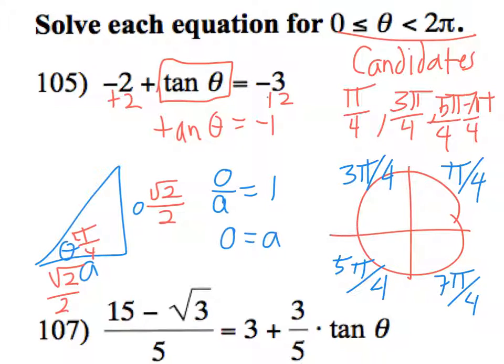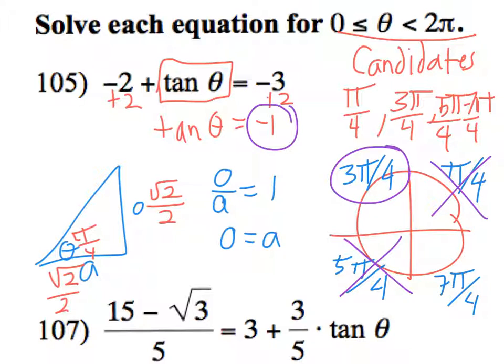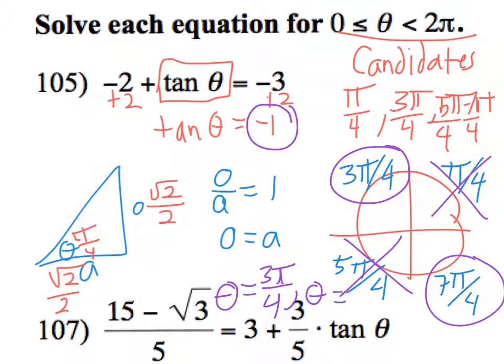I know that in this case, my tangent value is negative. Tangent is positive in the third and the first quadrants. My two solutions would be 3 pi over 4 and 7 pi over 4. So theta equals 3 pi over 4 would be one of my solutions, and theta equals 7 pi over 4 would be my second solution.